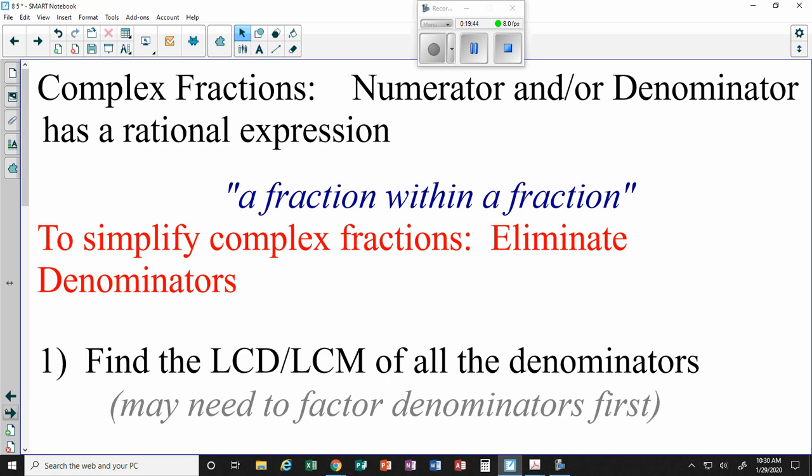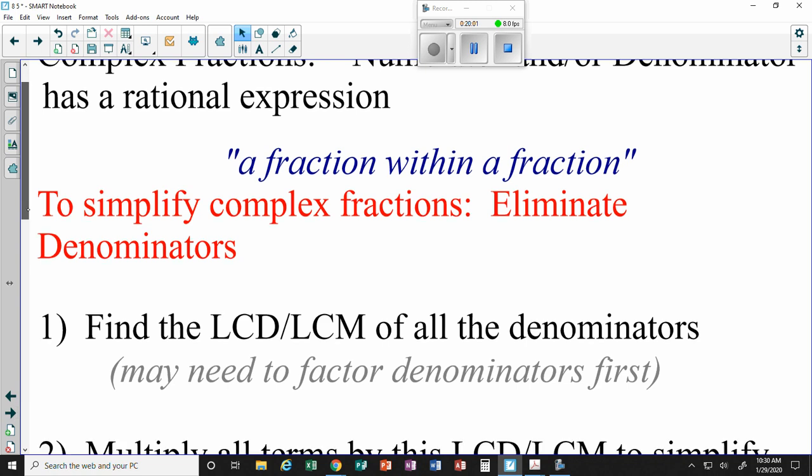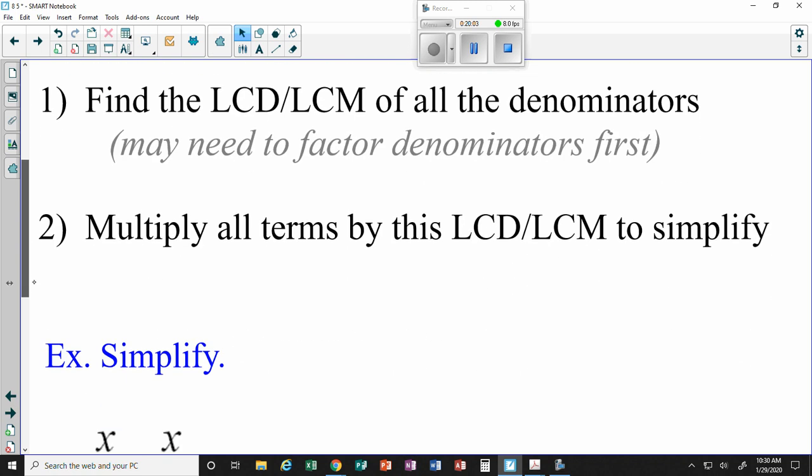So what you're going to do is come up with the least common denominator of all of the denominators we have. Okay? Then we're going to multiply everything by that least common denominator. And that will eliminate any of the denominators that we have. And then we just simplify what's left. Okay? So we need to come up with the least common denominator looking at all the denominators we have.